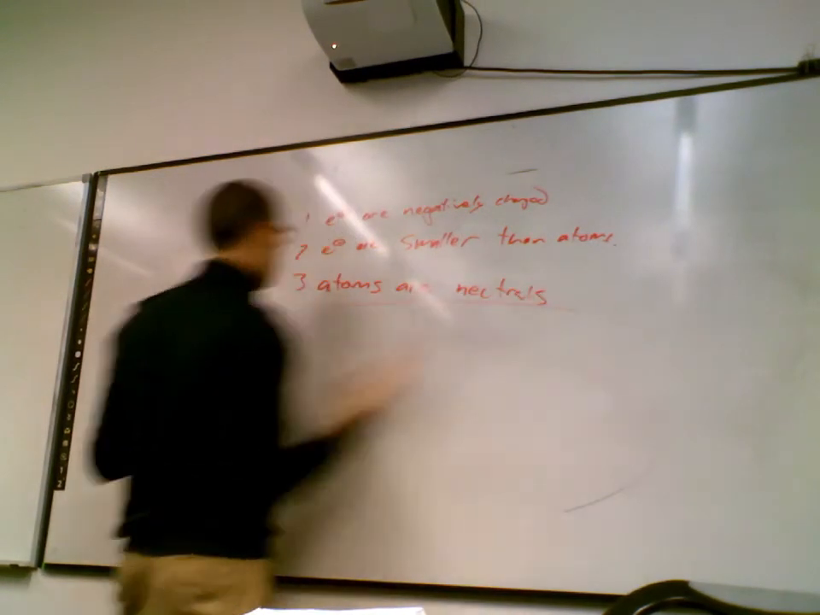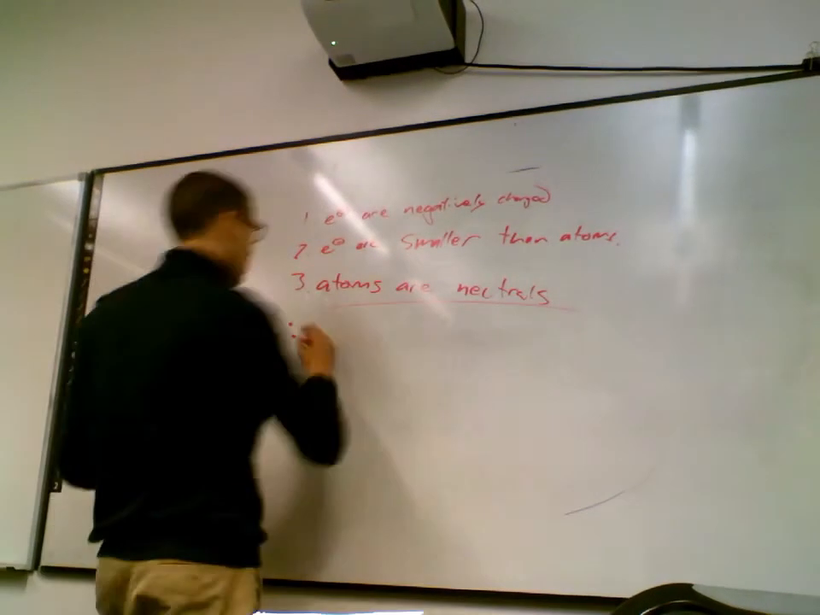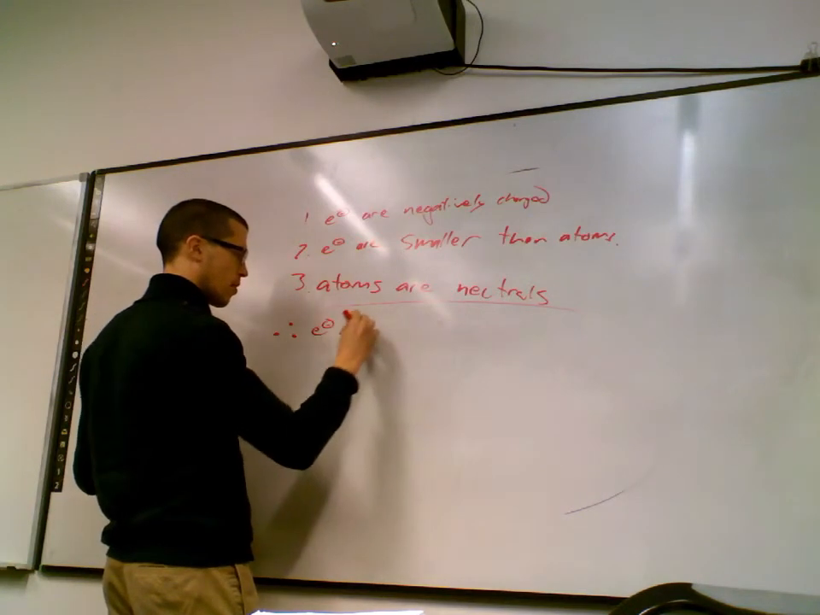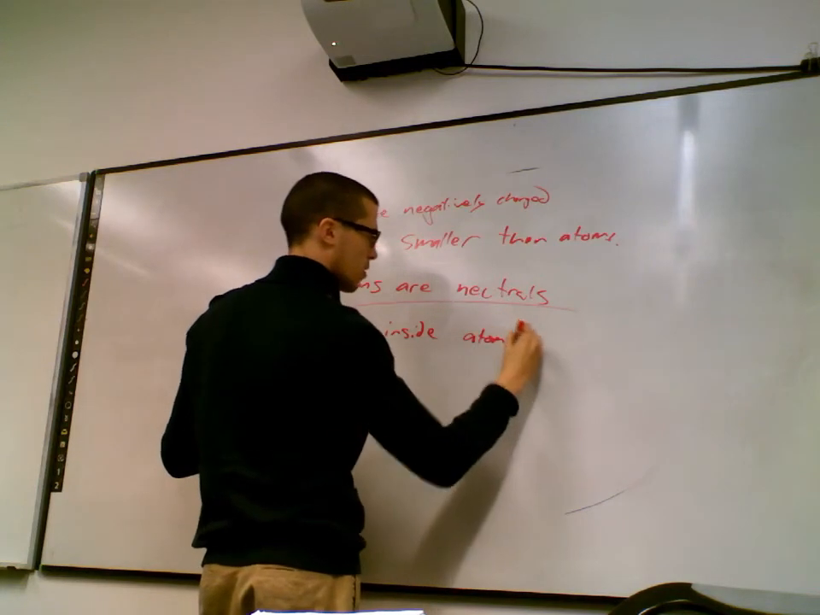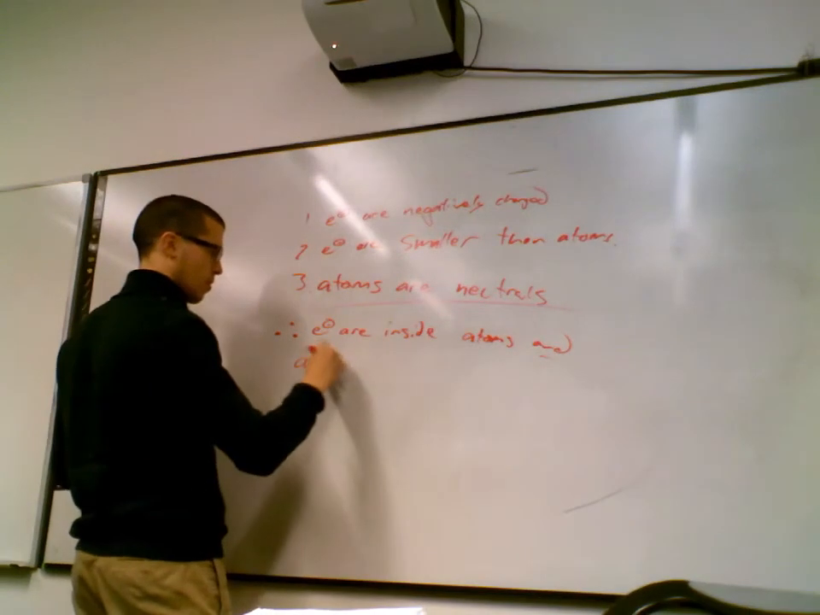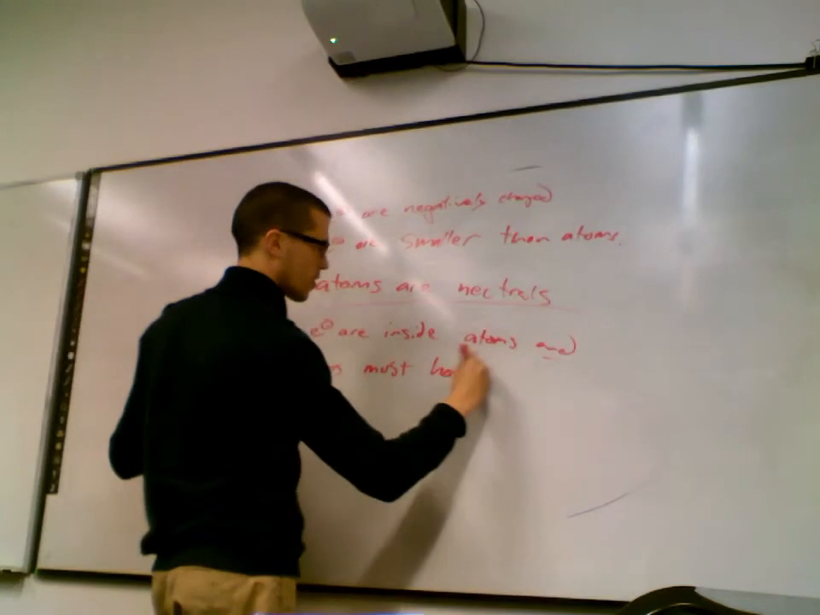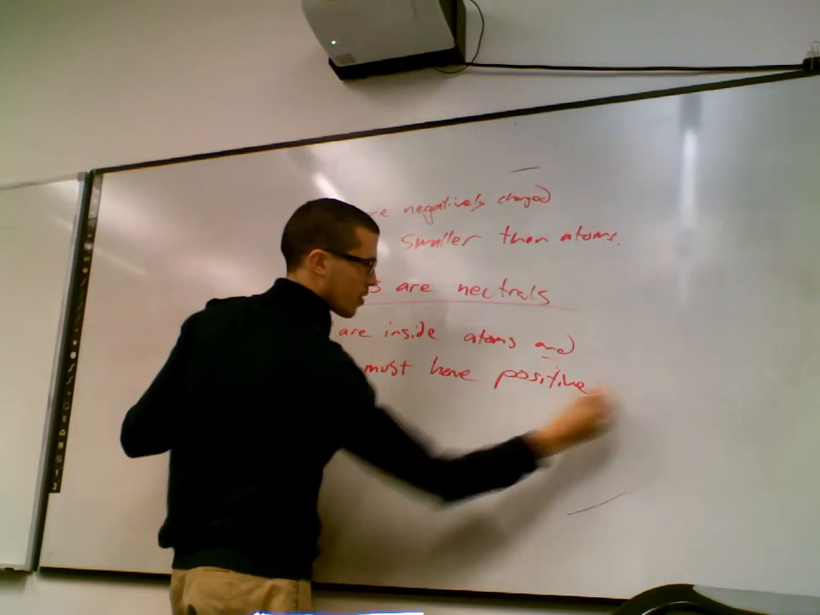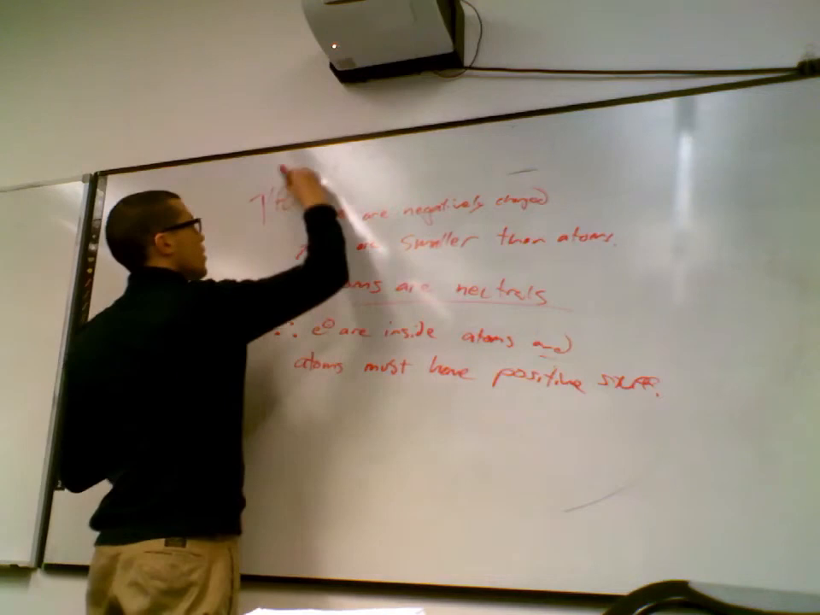Then, from this, we can come up with the conclusion that, therefore, we know that electrons must be inside atoms. And atoms must have some positive stuff to balance out these electrons. Okay, this is Thomson's argument right here. This whole thing, J.J. Thomson.